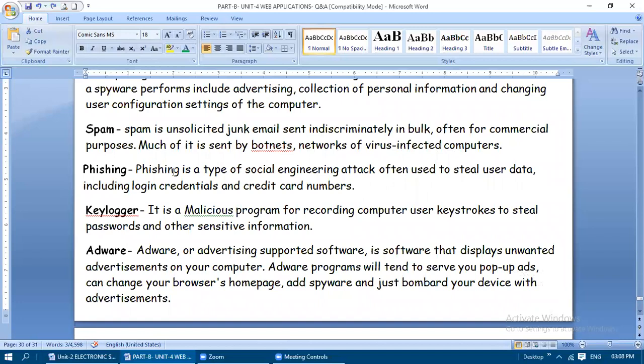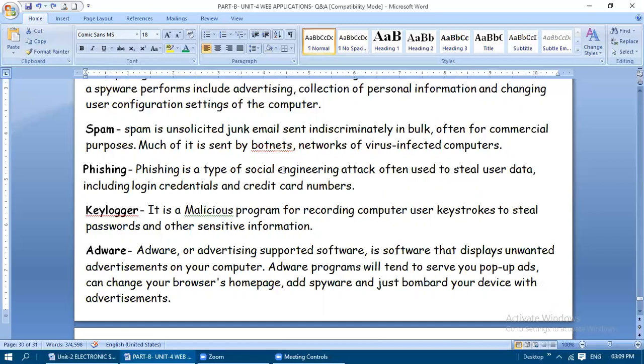Next is phishing. Phishing is a type of social engineering attack often used to steal user data. In that phishing activity, attackers build their websites to look like a legitimate website, and with the help of that website we may give our personal information like username and password without knowing that it is a fake website. That kind of activity is known as phishing.